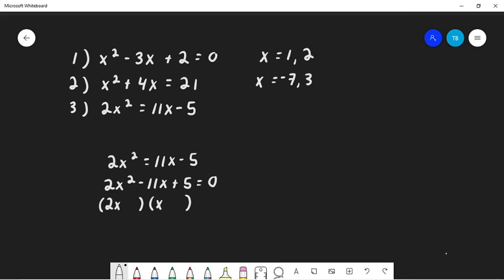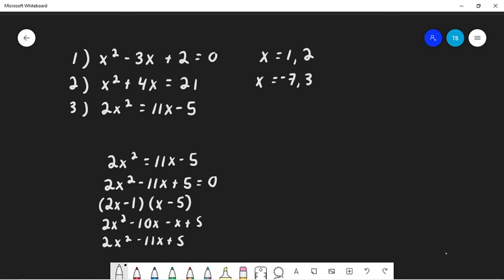Now, the middle term in the trinomial is negative 11x. So I think at some point we're going to have to multiply the 2x and the 5 together. So I think the 5 is going to be over here, and then the 1 will be here. And then the 5 is positive, the middle term is negative, so the signs of the binomials are probably going to be both minus. Let's just check that real quick by doing the FOIL method. So we have 2x squared minus 10x minus x plus 5, and that's 2x squared minus 11x plus 5.